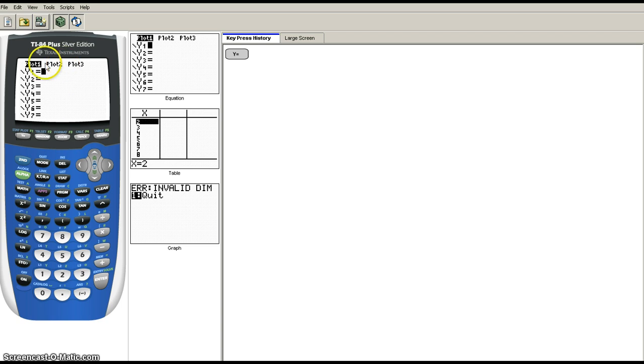But before I do that, I notice that I do have a plot 1 is highlighted up here. So if you have that also, we need to fix that before we can graph because we'll get an error otherwise. So I'm going to use my up arrow, and now I have moved my cursor to where it's flashing over that plot 1, and I'm going to hit enter to turn it off. When I go back down into my equations, you'll see that none of my plots are highlighted, and now I'm ready to graph. Those plots are used when you're dealing with statistics, and we're not doing that, so that's why they have to be turned off.